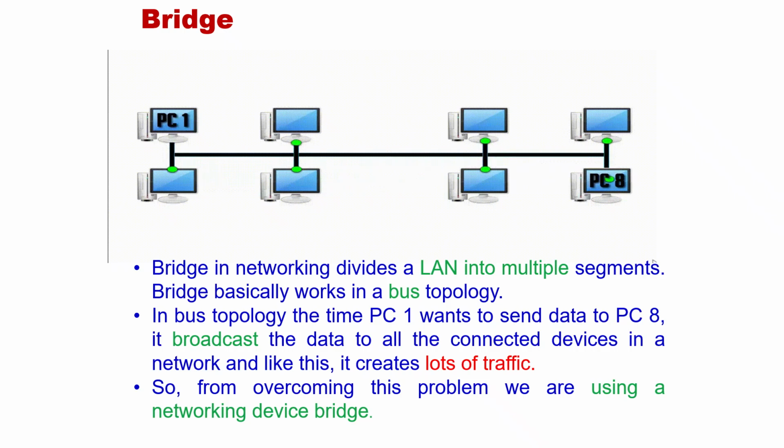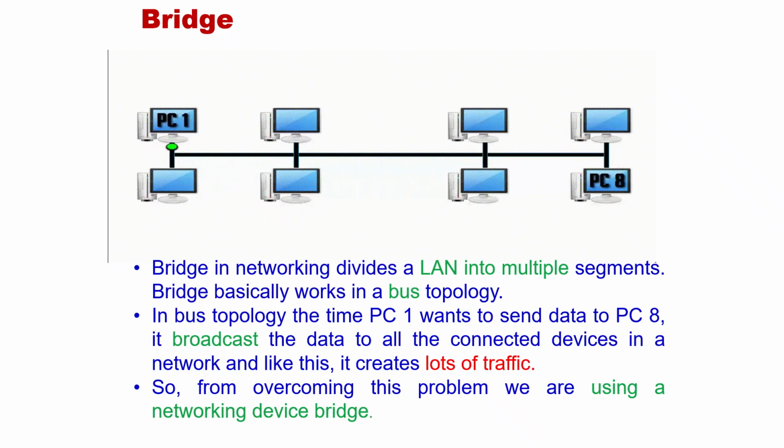So here we are having a sample scenario where we have PC1 and PCB. Without a bridge, what will happen if PC1 is trying to send some data? Since it is using a bus type of topology, the data will be passed to all the devices. Even though they are not the intended destination, they will also have to process the data. So there is unnecessary traffic that is being processed by the other PCs.